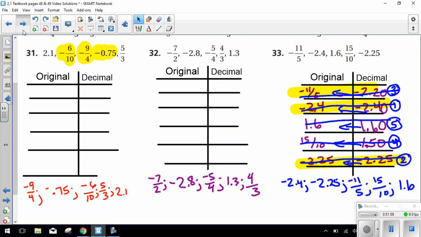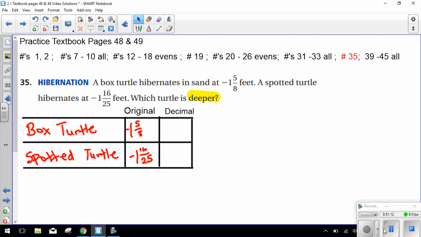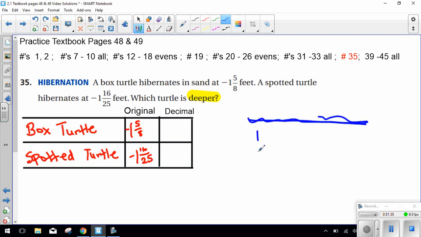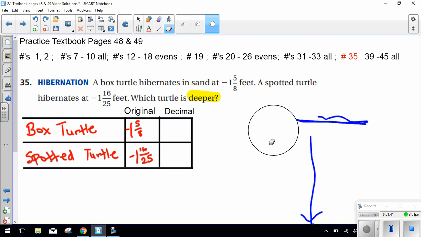Okay, let's work on the next section now, number 35. For this one, we have two turtles, a box turtle, which is at -1 5/8 feet, and a spotted turtle at -1 16/25 feet. So we want to know who is deeper. All right, this is a question that some of you still struggle with. I want to know if this is the ground, this is my dirt, who is way deeper in the dirt? So what we're going to do is convert both of these to decimals.